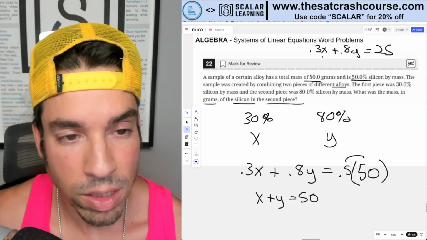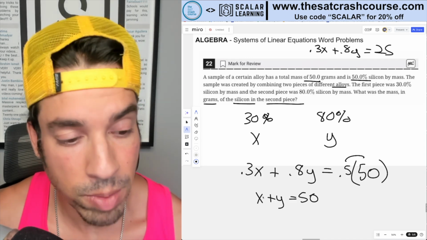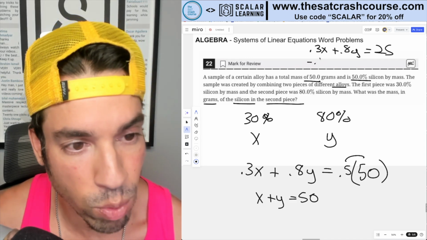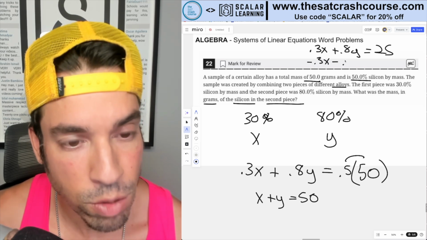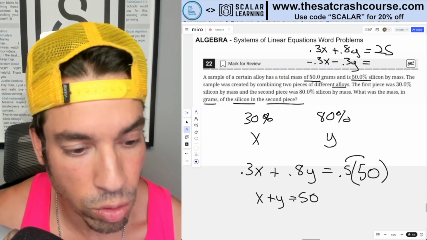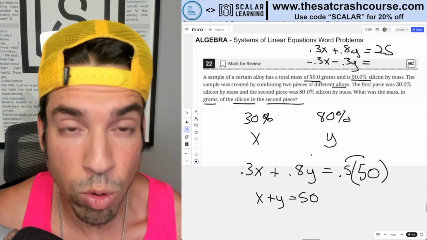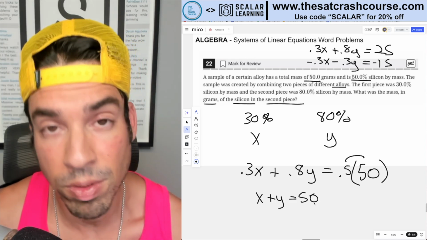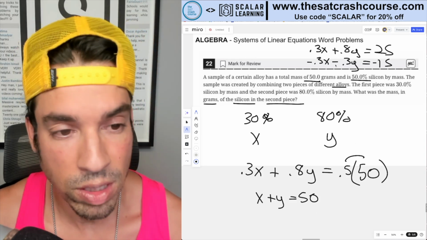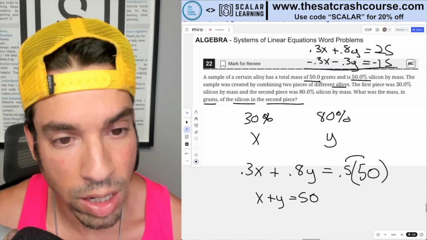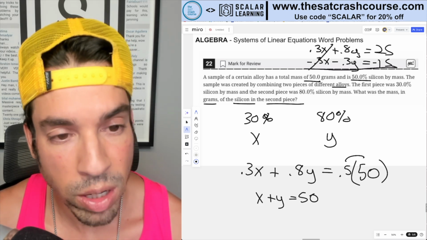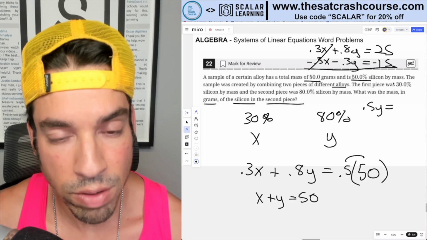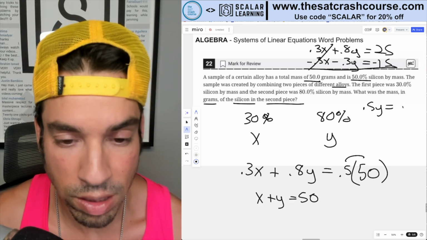So now I'm going to put the second equation up here, but I'm going to set it up for elimination by multiplying the bottom equation by negative 0.3. So I have negative 0.3x minus 0.3y is equal to negative 15. You can of course use a calculator, but 3 times 50 is 150, so 0.3 times 50 is 15. Now we're going to add these two together. These are going to cancel out. 0.8y minus 0.3y is 0.5y, and then 25 minus 15, or plus negative 15, is 10.